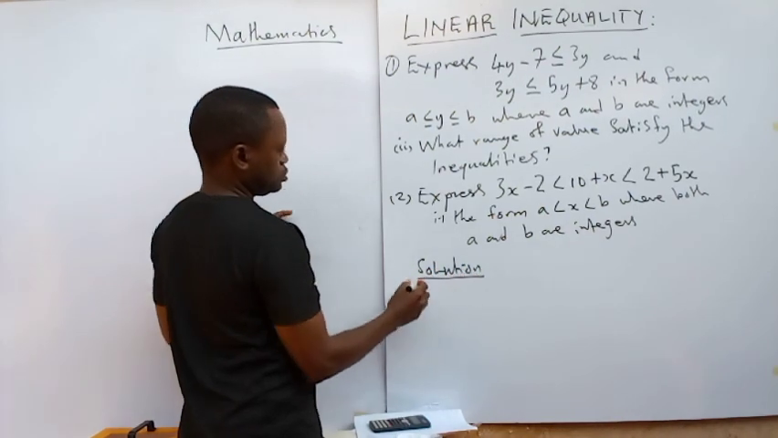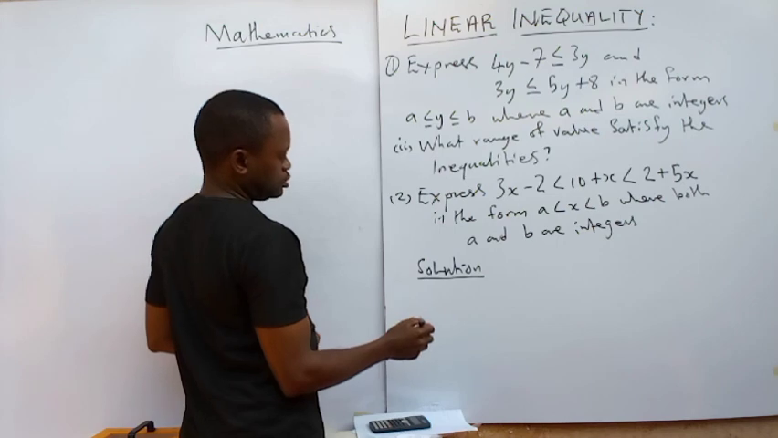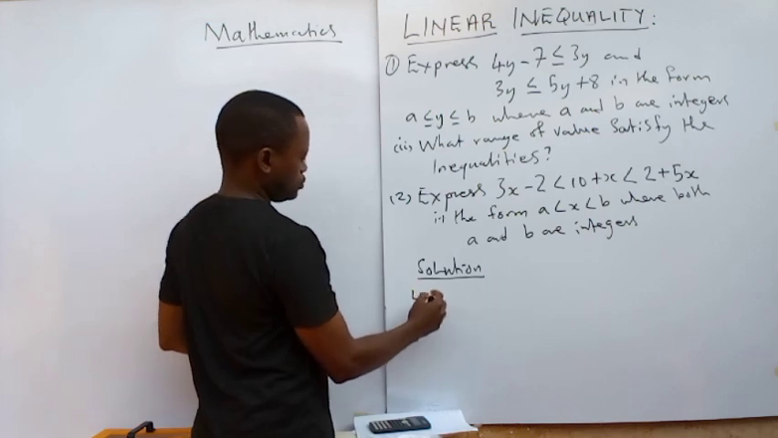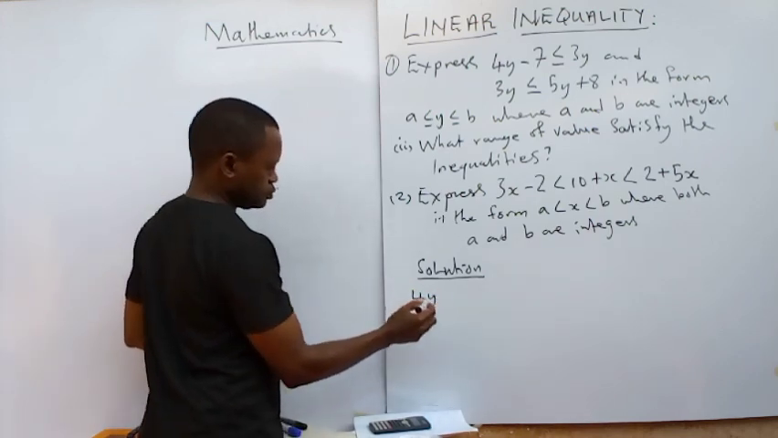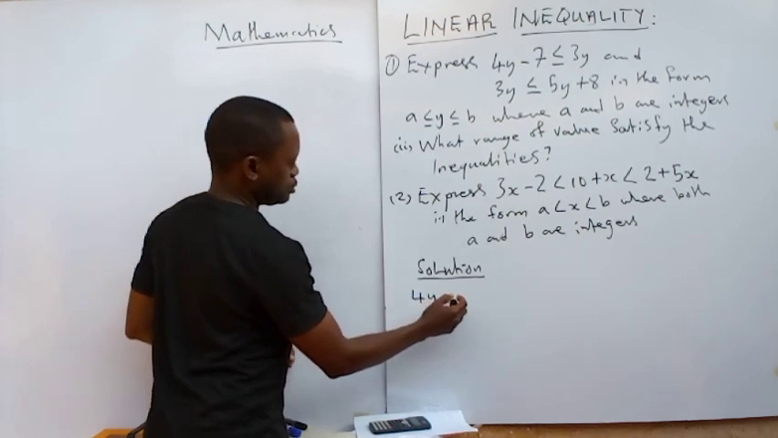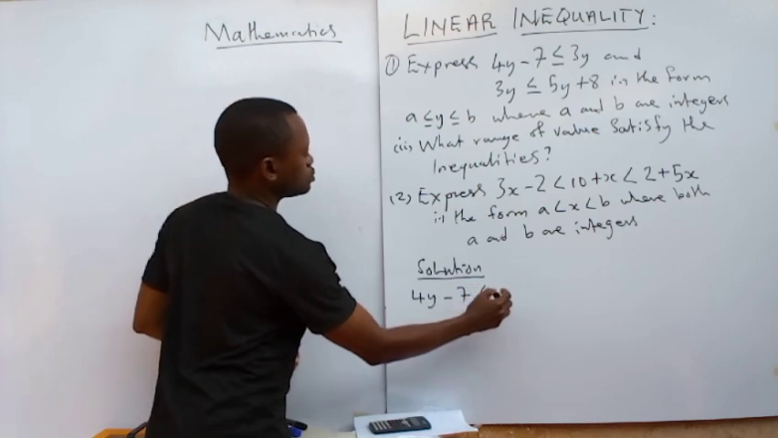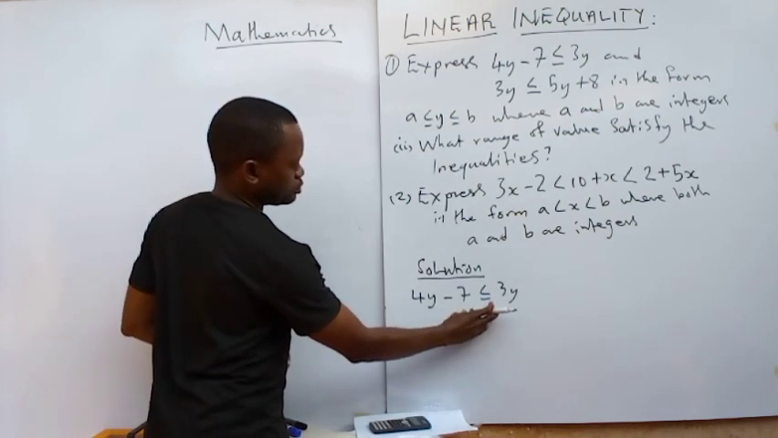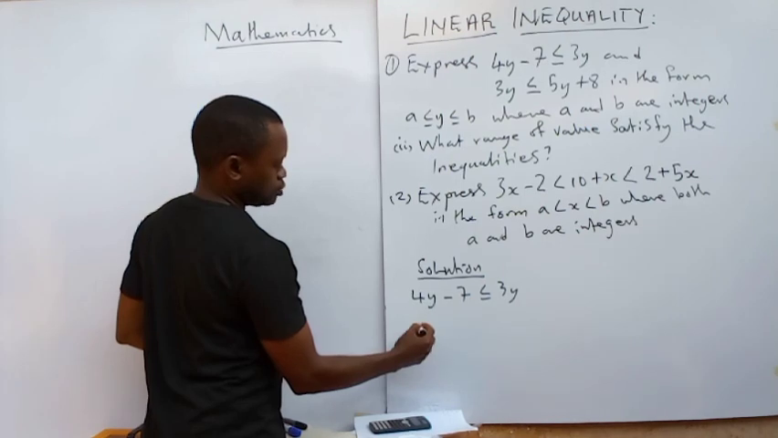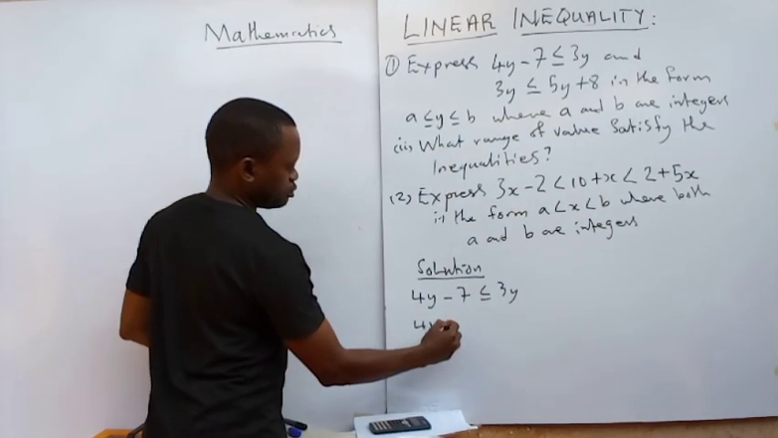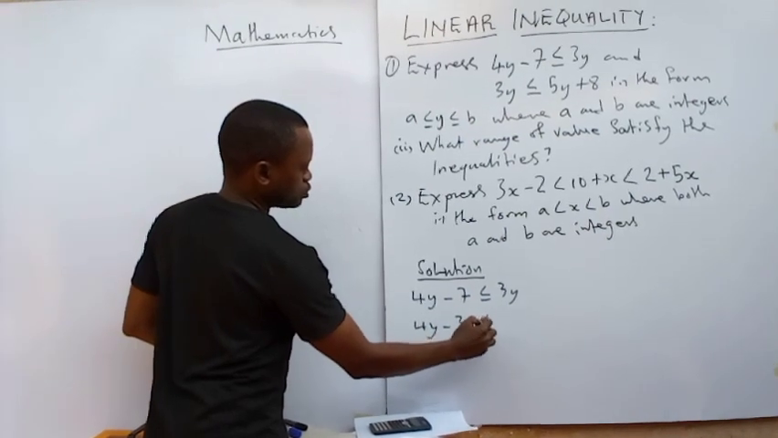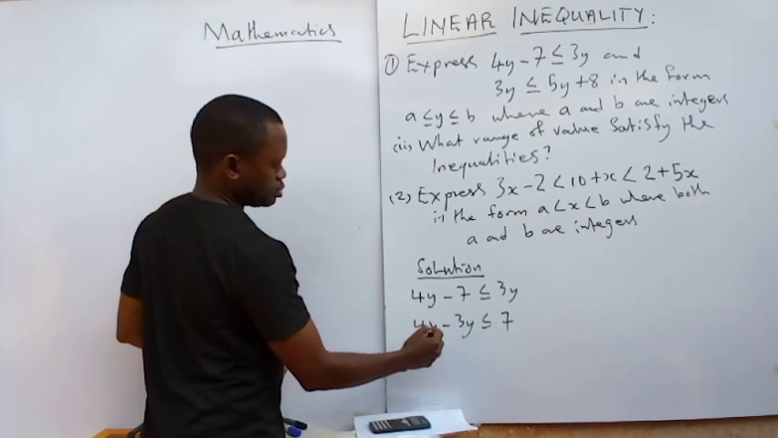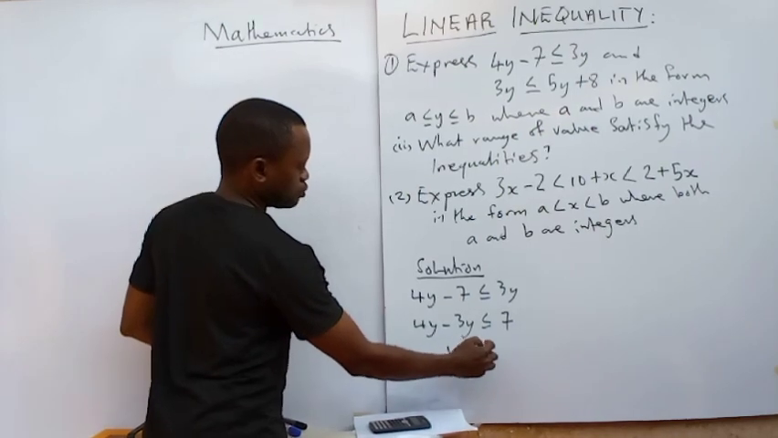Solution. In this first one, the first part of it says 4y - 7 is less than or equal to 3y. If you watch here, I can collect the like terms, and in doing so, I will have 4y, then this will come over here and be -3y, then less than or equal to, this will go over here and become plus 7. So here, 4y - 3y will give us y less than or equal to 7.